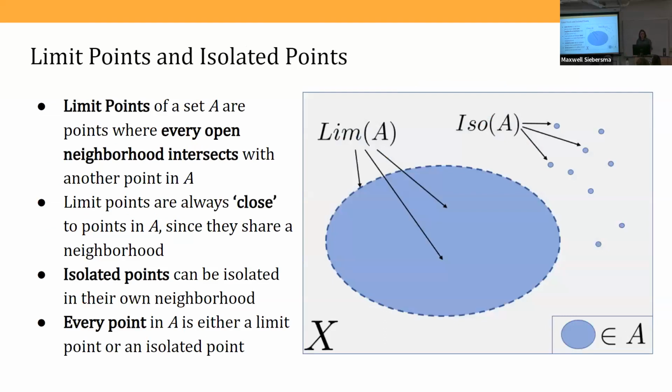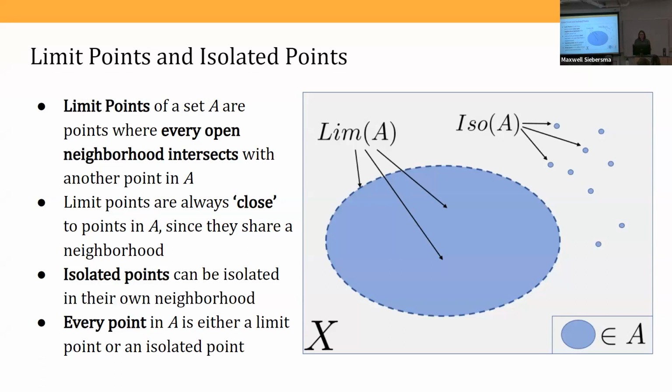So one concept that we can generalize using open sets is limit points, which you might have heard of in calculus a little bit. And these are points within some set A in the topological space where every open neighborhood intersects with another point of A. So if we have some point and we take an open set that that point is in, it's always going to intersect with our set A. So even though we're not really talking about distances, we can think of limit points as being close to the set A.